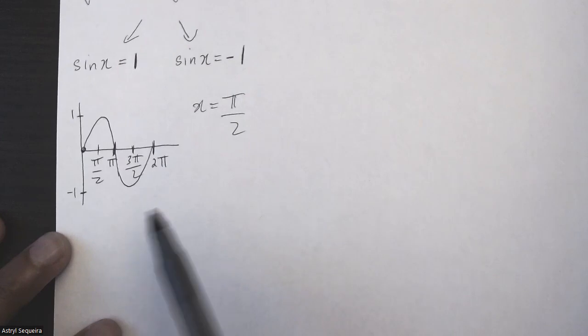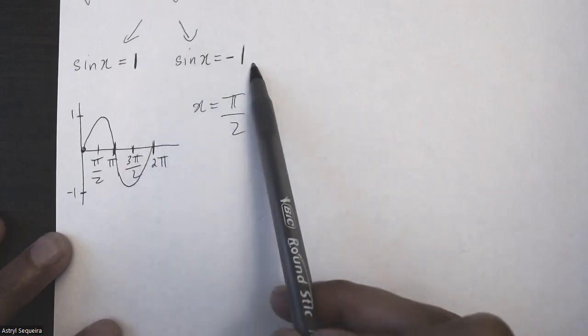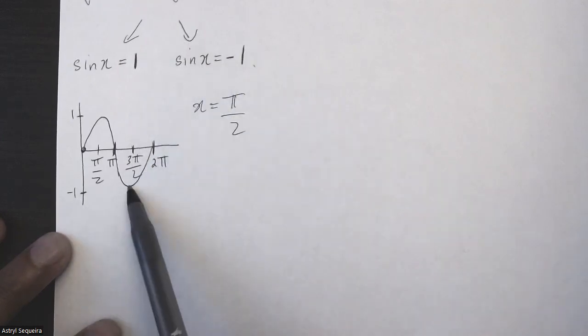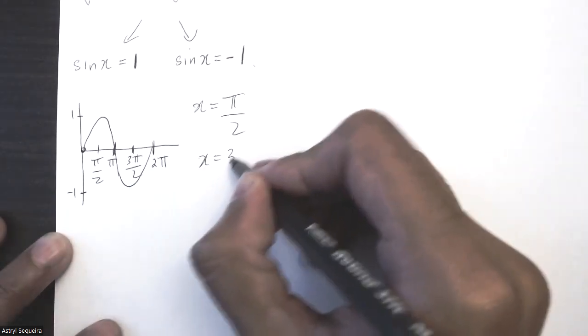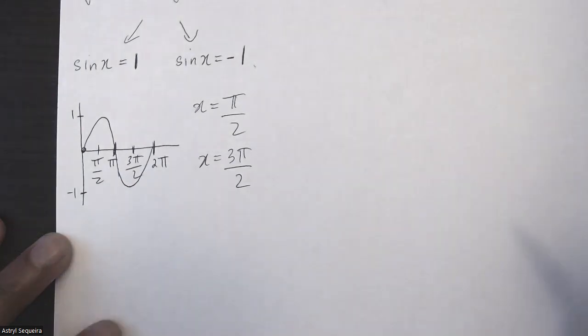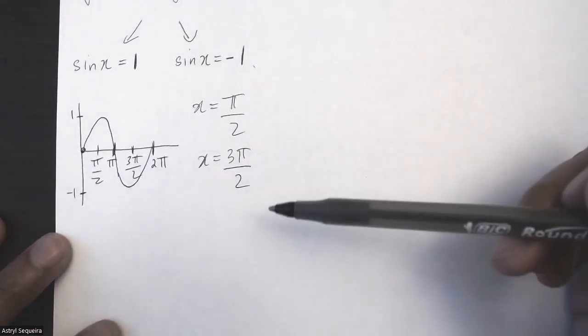And my second solution, sine x equals -1. Sine x is -1 over here at the minimum, which has an x value of 3 pi over 2. So only two answers in this question.